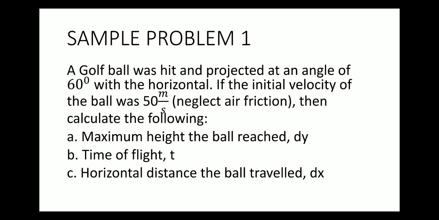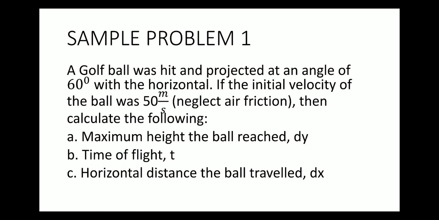So let's have an example problem. A golf ball was hit and projected at an angle of 60 degrees with the horizontal. If the initial velocity of the ball was 50 meters per second, neglect air friction, then calculate the following. In projectile motion, in most of the books and references, we compute for three quantities: the maximum height the ball reached, which is the dy, the time of flight t, or the time total, and the horizontal distance the ball traveled, or dx.